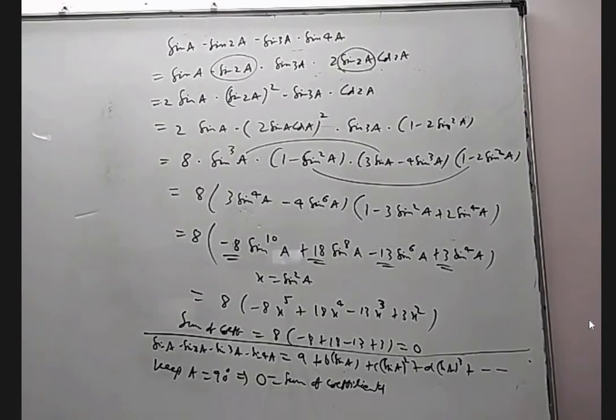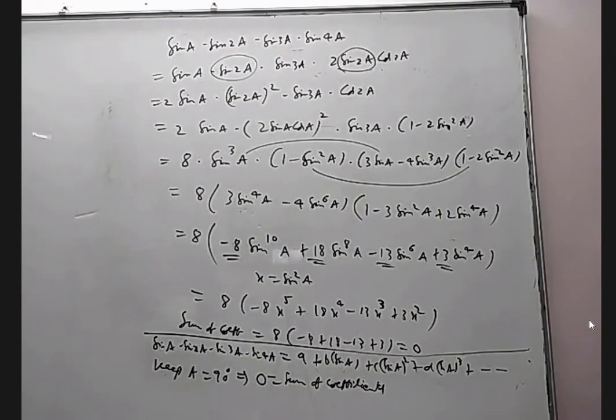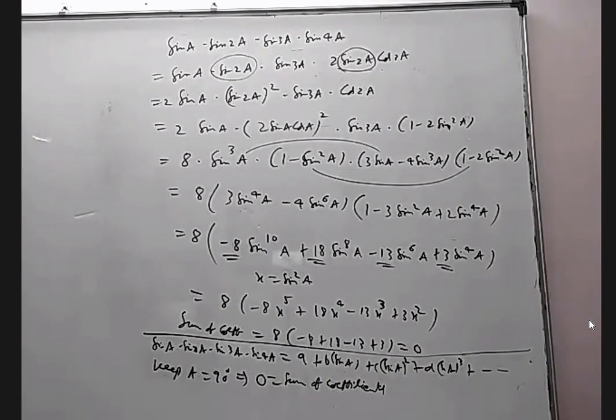Sir, from the third step to the fourth step, 8 came, sir. Can you explain how, sir? Because in 2 sine a cos a whole square, there is 2 square, right? Okay, sir. 4. That 2 square, and outside 2, is 8. Okay.